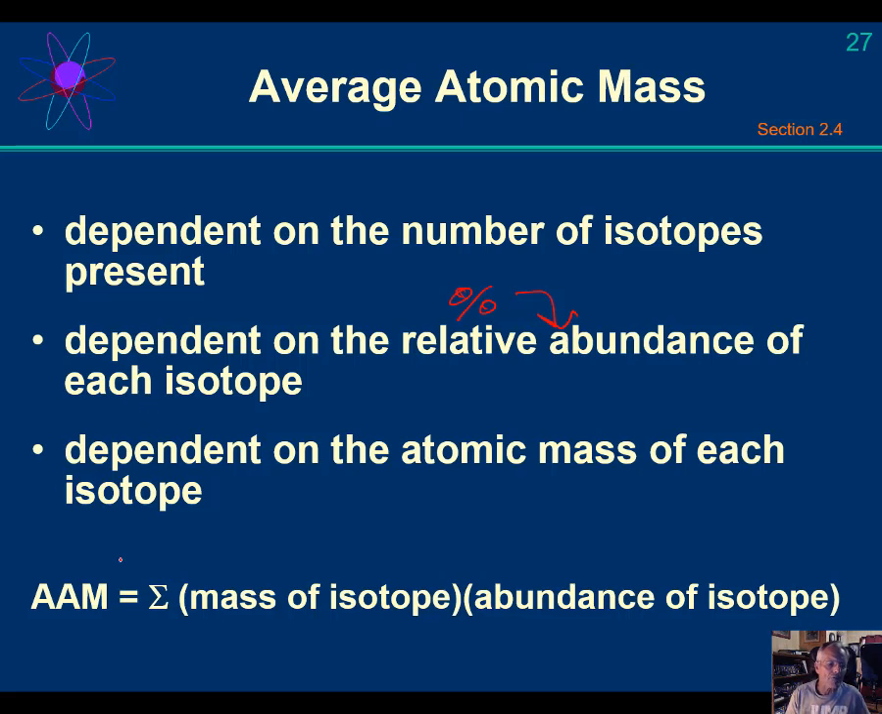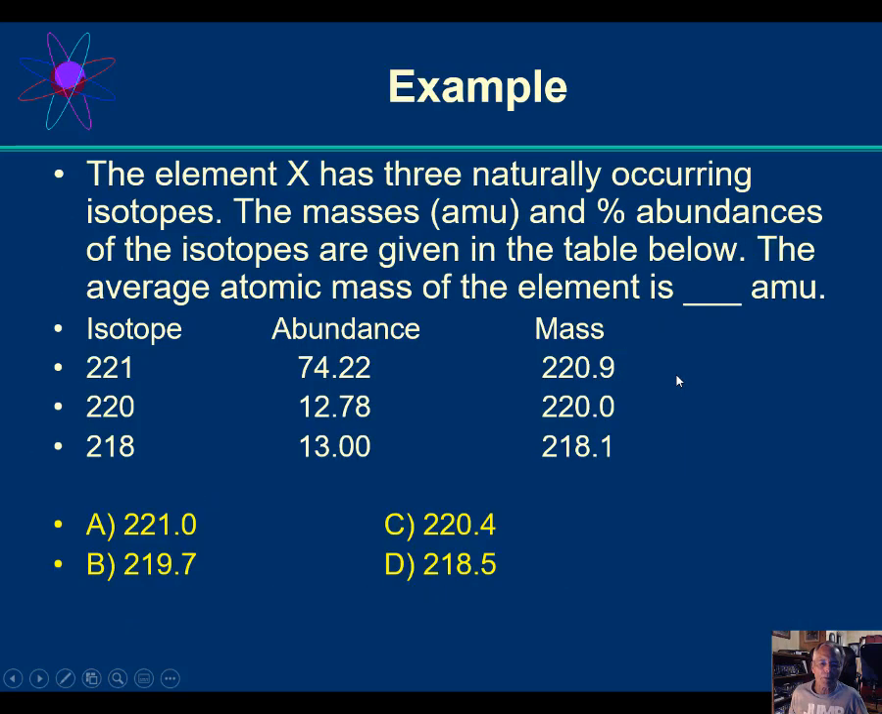And that weighted average, based on the number of isotopes and their percent abundance, is called the average atomic mass. And it is what we call a weighted average. And let me show you how we do that. We take the sum of the mass of each individual isotope times its percent abundance, and then we add them all together. That's what this means. This is the sum of. So let me show you how to do that. Once you know how to do it, it'll be a piece of cake.